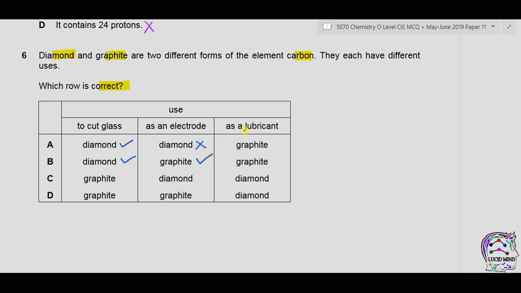Now third use is as a lubricant. What happens in graphite is that between the layers weak intermolecular forces of attraction are present. So due to these weak intermolecular forces, the layers can slide over each other, so therefore graphite can be used as a lubricant. Correct answer is therefore B.